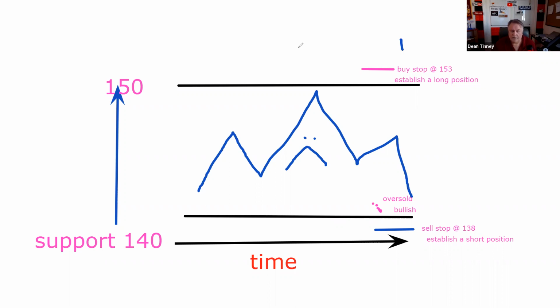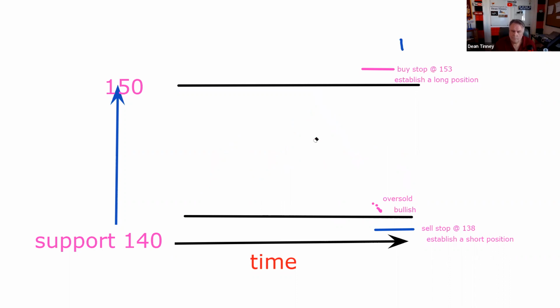We also have an inverted head and shoulders. As I said, it'll be the only time they look like they're supposed to look. And again, signal of reversal. This would be the end of the bear and beginning of the bull.